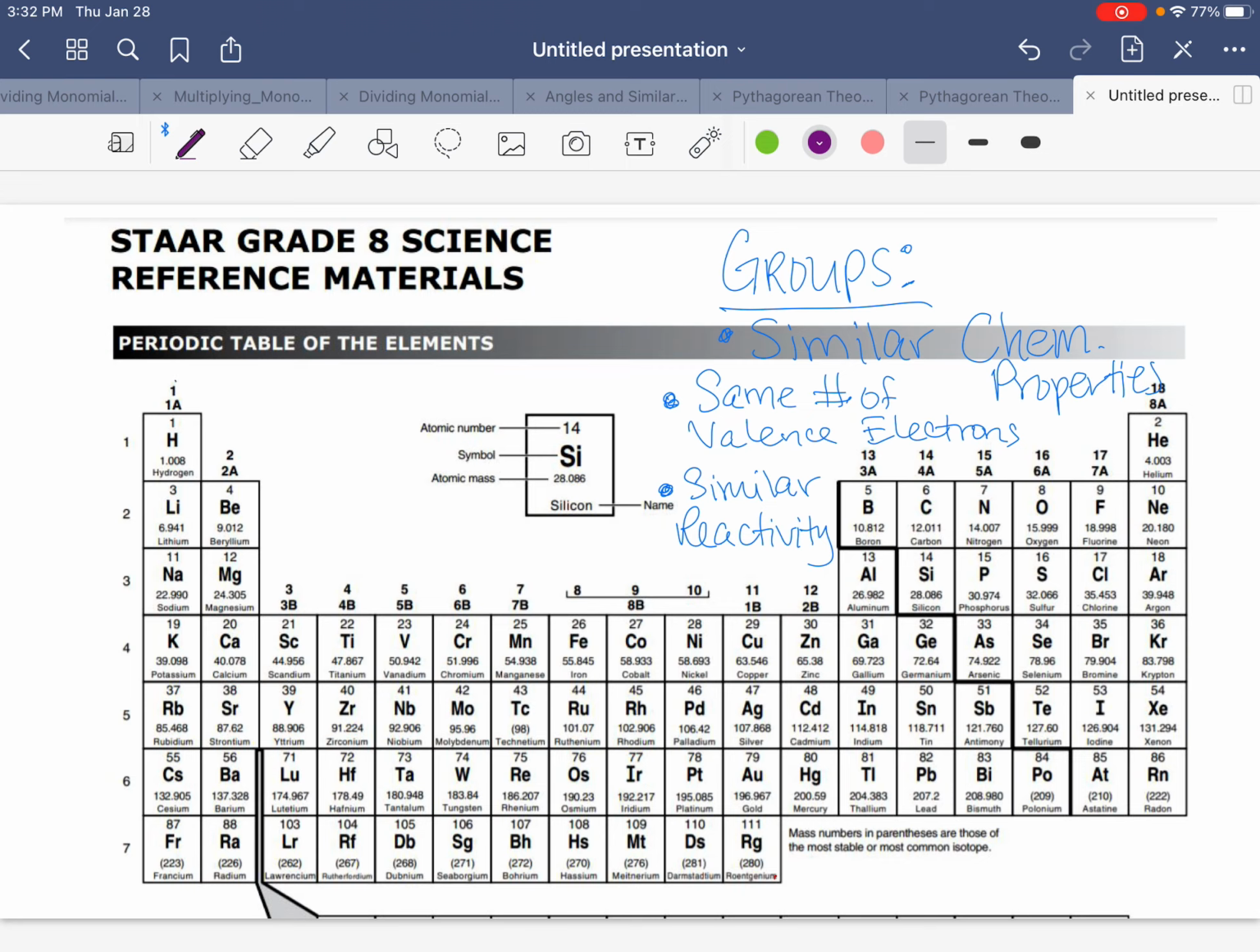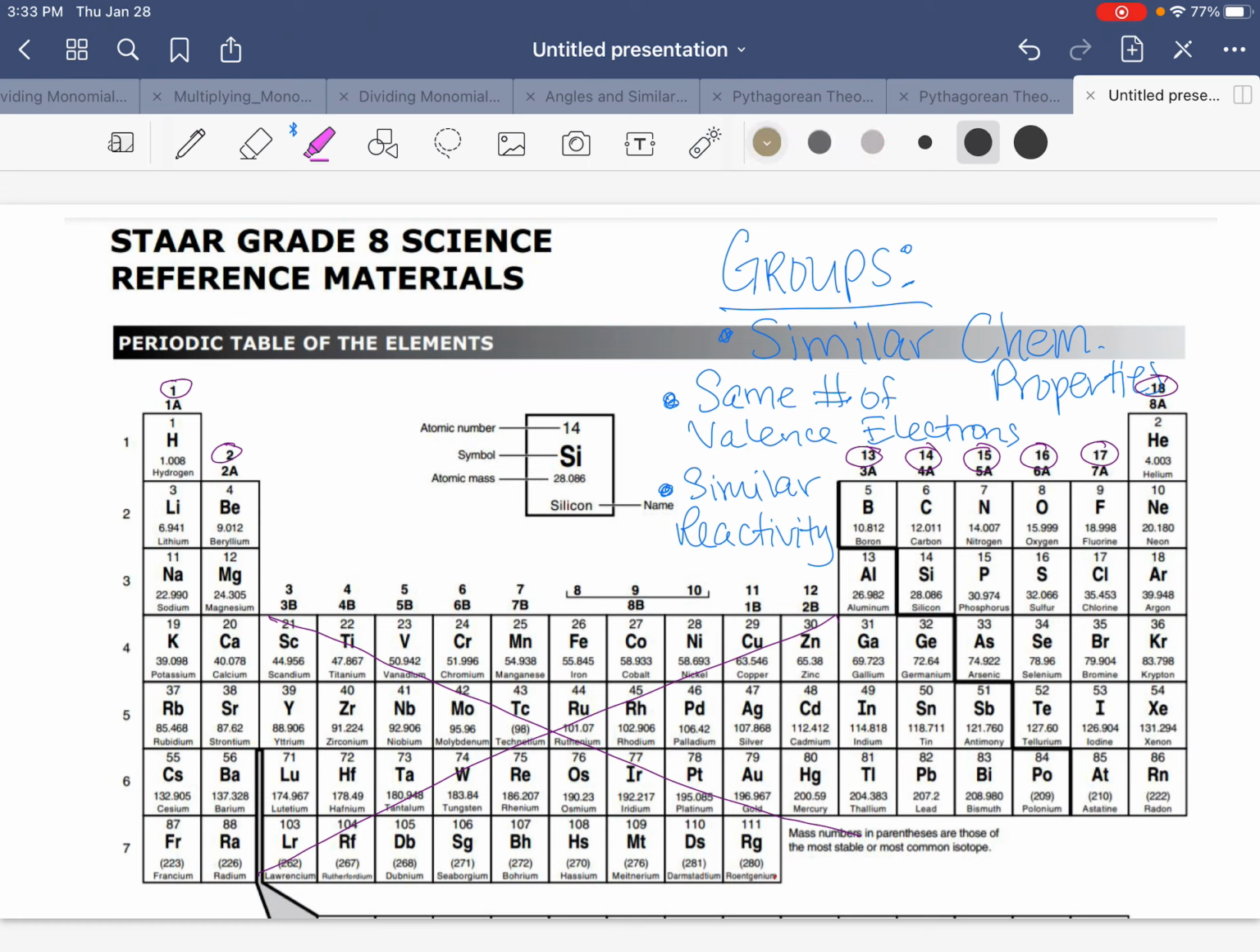Groups are numbered at the top. So this would be group 1, group 2. We're going to skip these over here in the middle. I'll talk about that in just a second. We have group 13, group 14, 15, 16, 17, and group 18. We do not mess with these over here in the middle. These are transition metals, and we will get back to those later on whenever you get into high school. The valence electron rule does not apply to all of them. They kind of do their own thing, but you don't need to know that for 8th grade science.